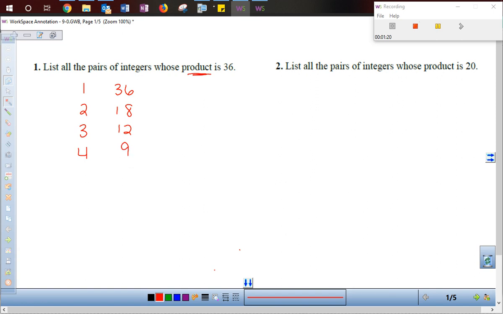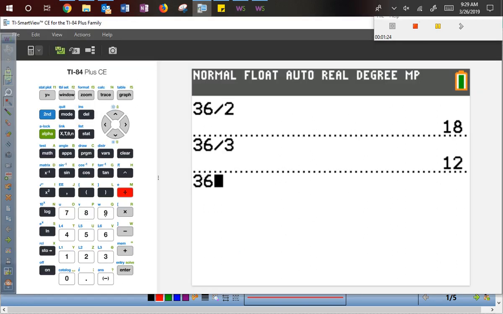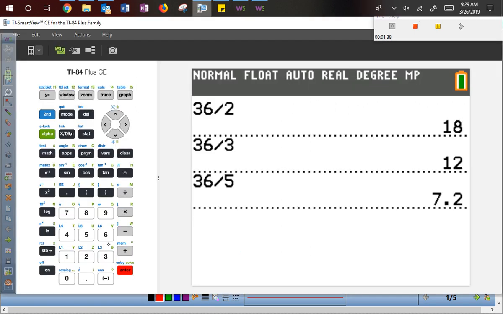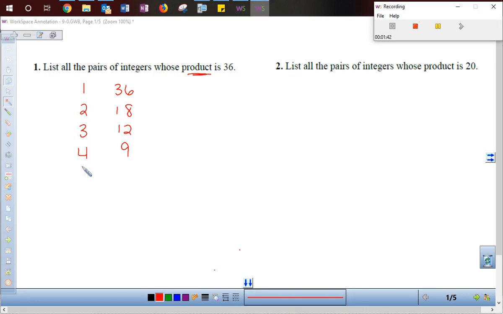The next number I want to see is 5. So if I take 36 divided by 5, notice how I get a decimal as my response, and that means that 5 does not go into 36 evenly. So 5 does not match one of those integers that I want. Next number I'm going to try is 6, and 36 divided by 6 will give us a result of 6. Now, notice down here at the bottom, I ended up with the same number.